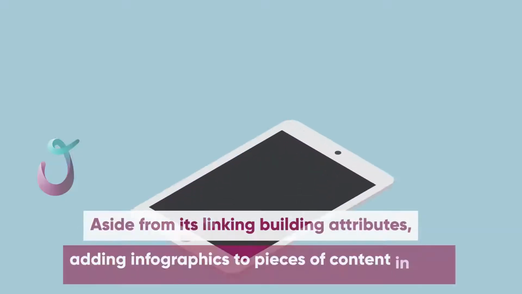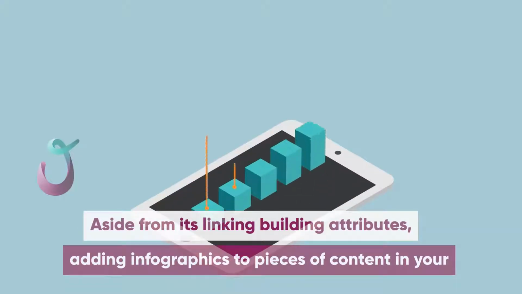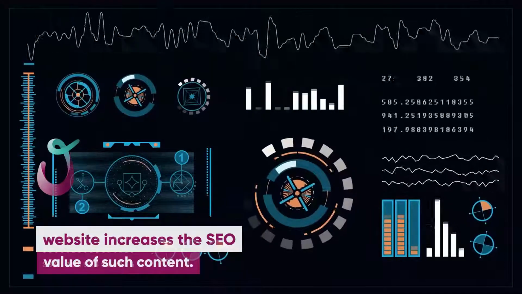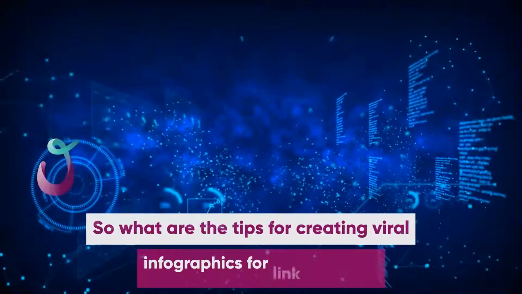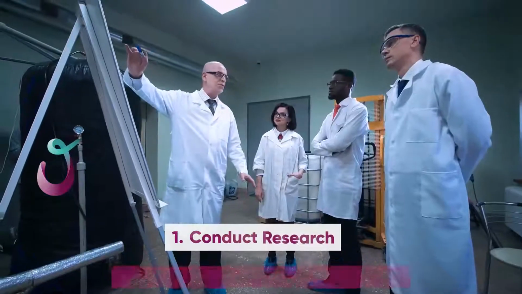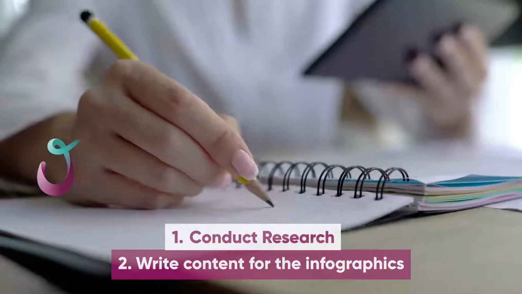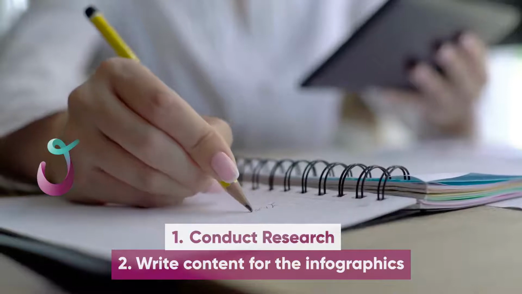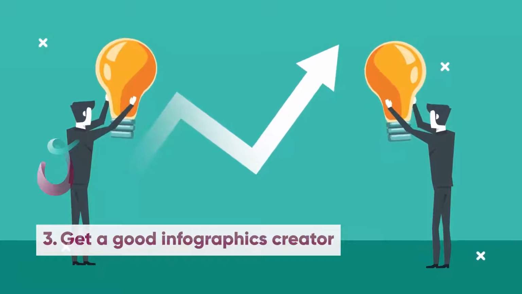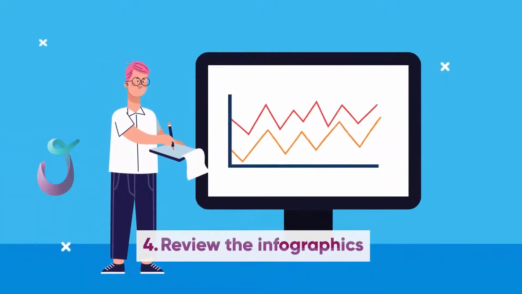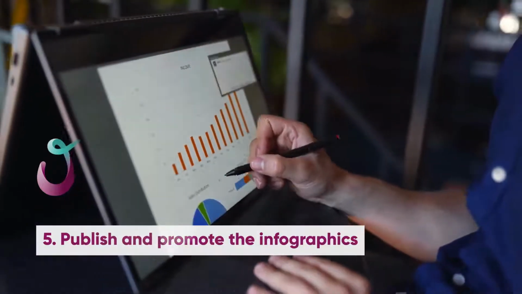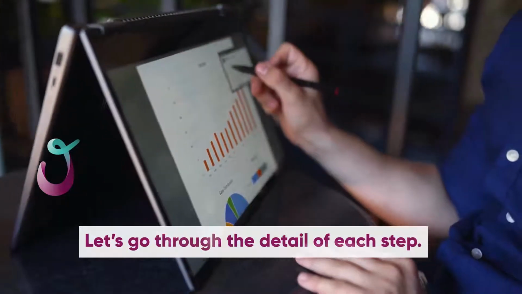Aside from its link building attributes, adding infographics to pieces of content in your website increases the SEO value of such content. So what are the tips for creating viral infographics for link building? 1. Conduct research. 2. Write content for the infographics. 3. Get a good infographics creator. 4. Review the infographics. 5. Publish and promote the infographics. Let's go through the details of each step.